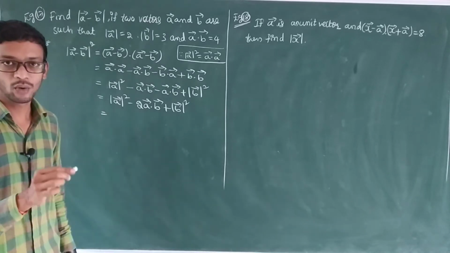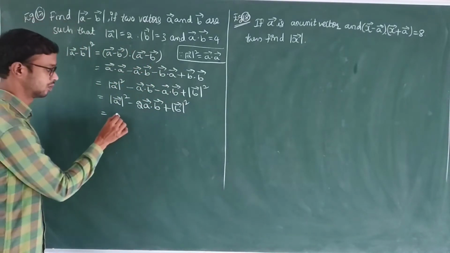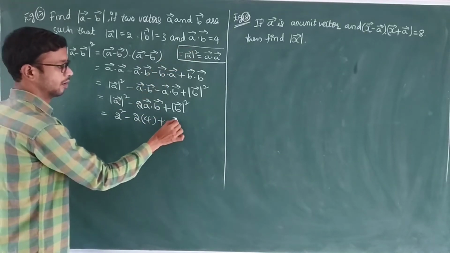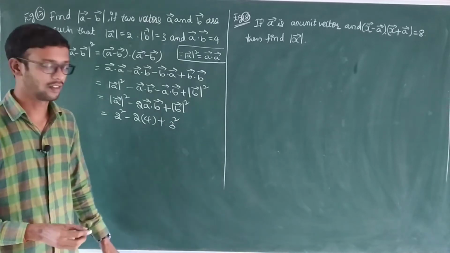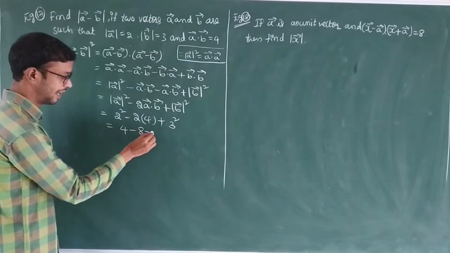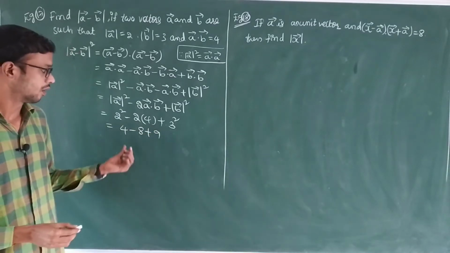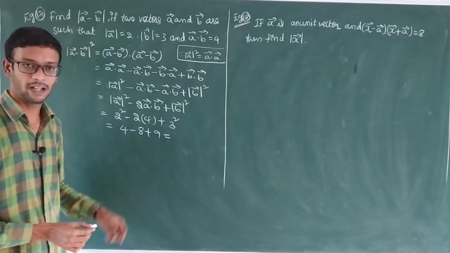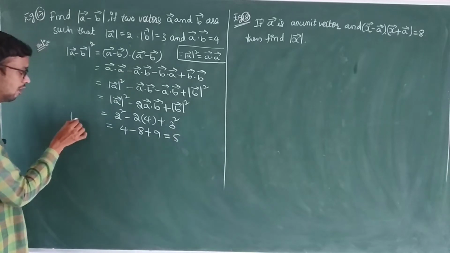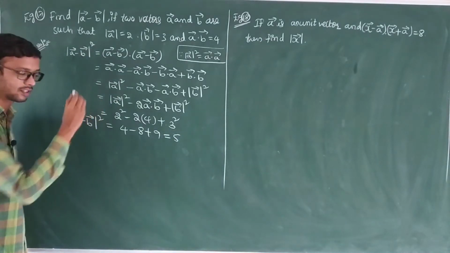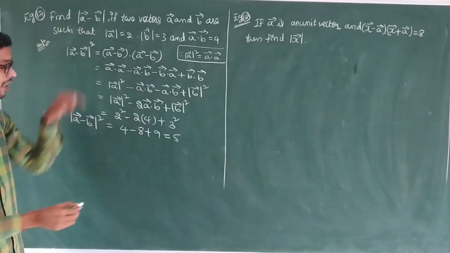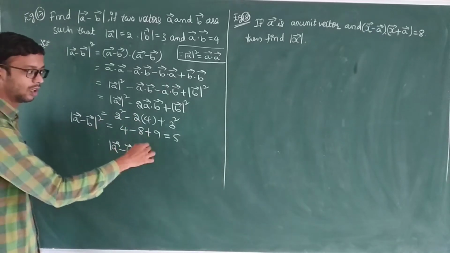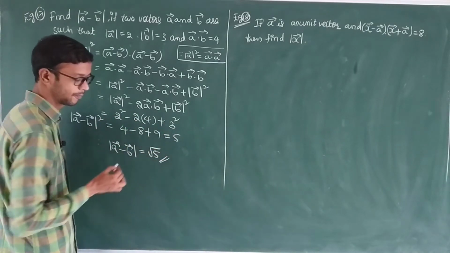What is the magnitude of A bar? They given here 2. So 2 square minus 2 into A bar dot B bar, which is 4, plus B square. Magnitude of B square is 3 square. 4 minus 8 plus 9. So how much you get? Here minus 4 plus 9 is 5. Which value? Magnitude of A bar minus B bar square value. What we need? Only magnitude. Therefore, magnitude of A bar minus B bar is equal to, sending that to the other side, it will become root 5.